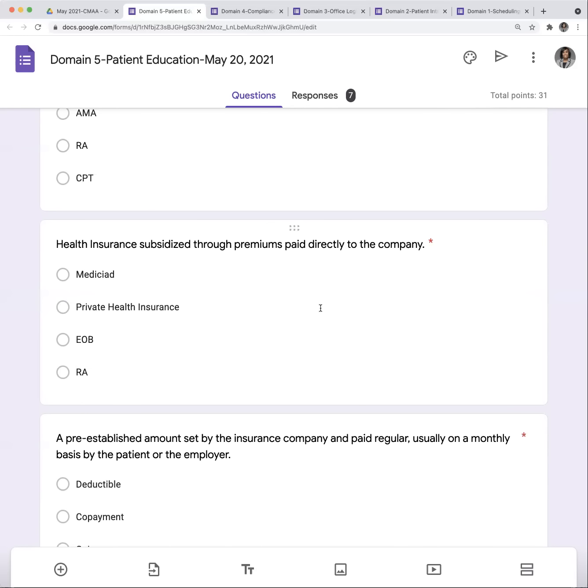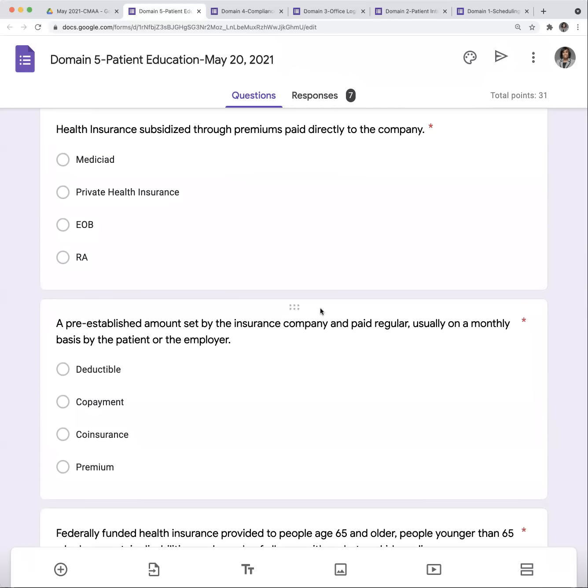That's private health insurance. It is private health insurance. A preset amount set by the insurance company and paid regularly, usually on a monthly basis. Premium. It is the premium. Like your car insurance, even though some people pay their car insurance for 6 months, but most of us, well, I'm gonna say, talk about me, I pay mine monthly. I don't do 6 months.